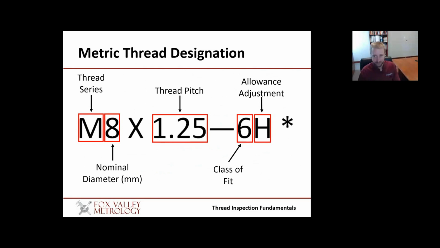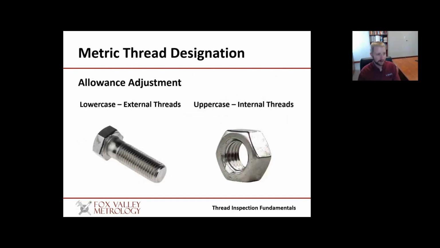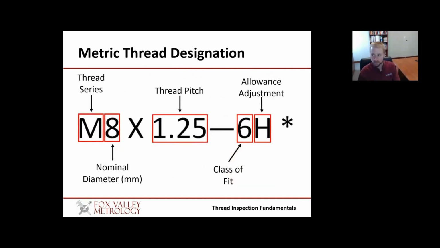So as you can see here, we're going to come back to this and you'll see that it's called out as the class of fit is 6. The allowance adjustment is H. And you can see, of course, that it is an uppercase callout in this designation, which of course designates that this is going to be an internal threaded component.